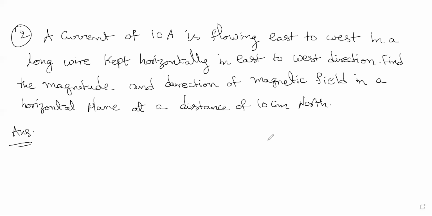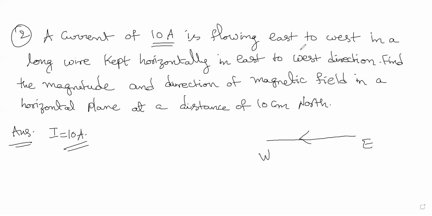So you can make a note of this one. The current is moving from east to west in a long wire kept horizontally east to west. Okay, 10 amps current. So current, how much can we write? That is 10 amps for you.